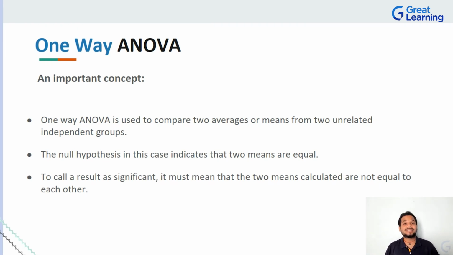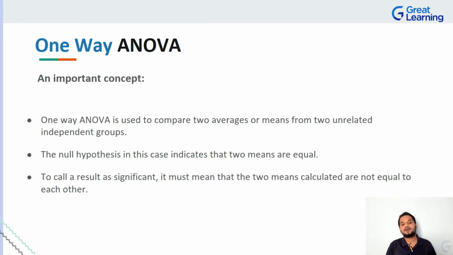The null hypothesis in this case means that the two means will actually be equal. And if you want to say, hey, my result is significant in one-way ANOVA, it means the two means that you have calculated should not be equal to each other. Think about it for a second. We already discussed this. What happens if two means are equal to each other? It means that you're not finding any variation that exists between them. Your analysis is in vain.